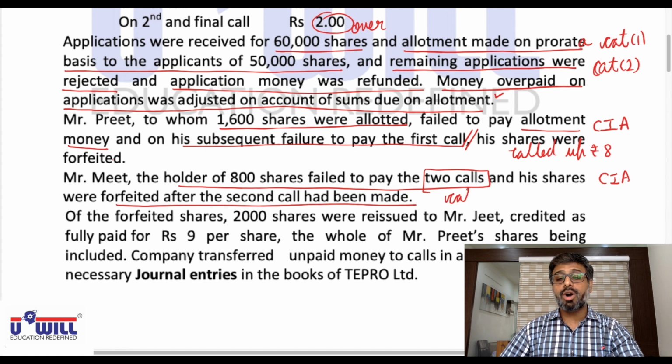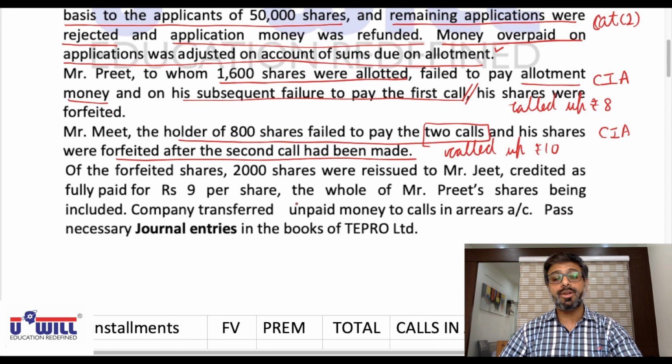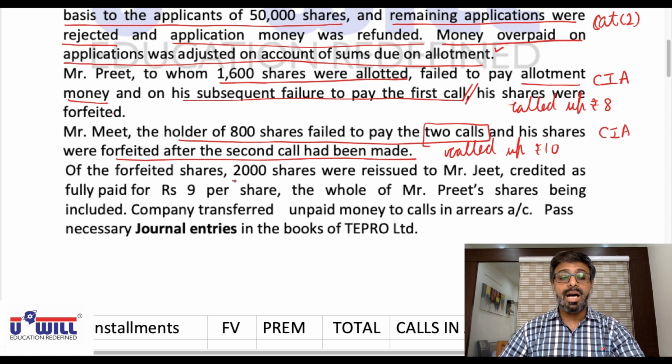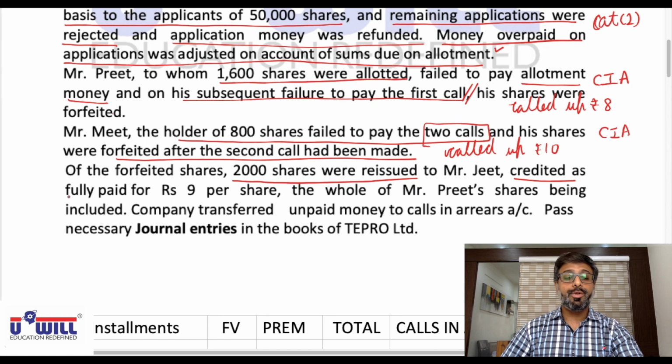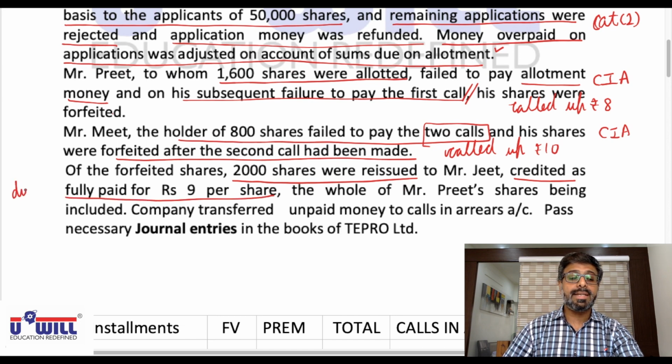So here the called up capital will be complete rupees 10. Forfeiture done after second call. Of the forfeited shares, 2000 shares were reissued. Now 1600 plus 800, 2400 are forfeited, but only 2000 are reissued to Mr. G, credited as fully paid for rupees 9 per share against 10.